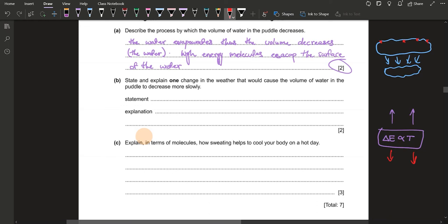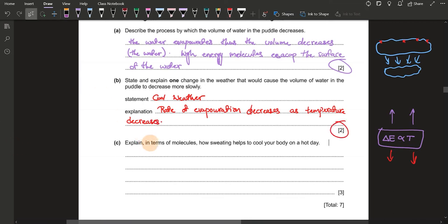So we can write our answer here that cool weather, because rate of evaporation decreases as temperature decreases, and we get 2 marks for this.